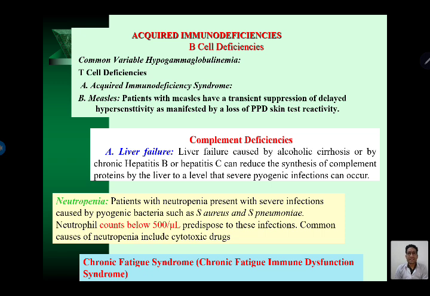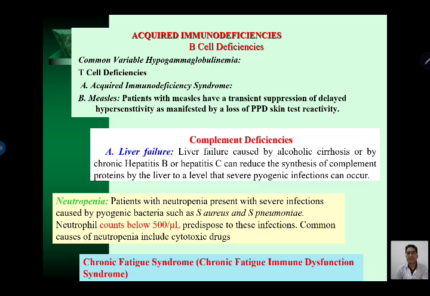Complement deficiency in liver failure. Liver failure caused by alcoholic cirrhosis or by chronic hepatitis B or hepatitis C can reduce the synthesis of complement proteins by the liver to a level at which severe pyogenic infections can occur.